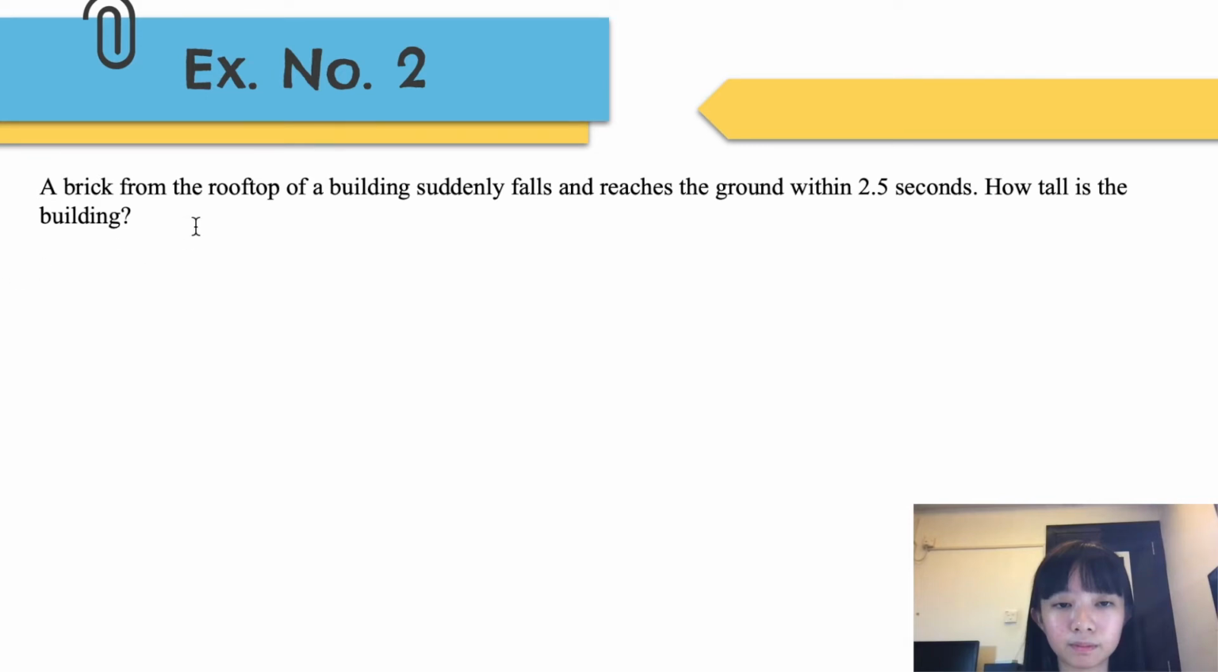Next, we have example number 2. A brick from the rooftop of a building suddenly falls and reaches the ground within 2.5 seconds. How tall is the building? Same steps. We are going to write down the given first, wherein we have the time equals 2.5 seconds. The initial velocity equals 0 meters per second. And now we are asked to find the height. So h equals question mark.